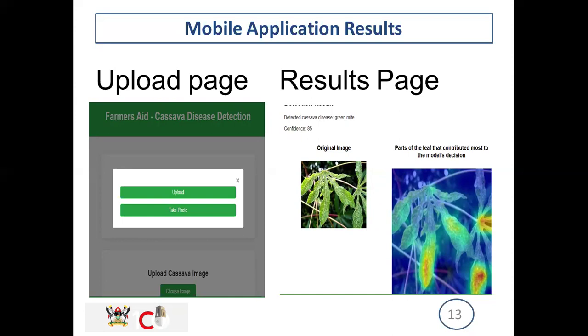And still, because we are dealing with explainability, the model showed the farmer the parts that contributed most to the model's decision. So the farmer is able to base on the parts that the system highlighted to know why the system chose the particular disease, to know that if I have a plant and I have these symptoms, this is green mite, this is mosaic, this is healthy, and so on. So I'm calling upon my next colleague to take on.